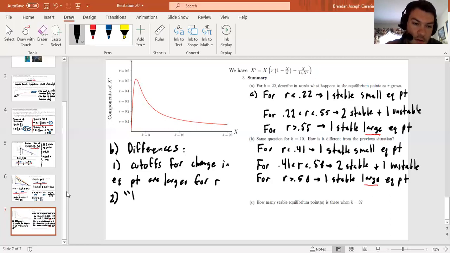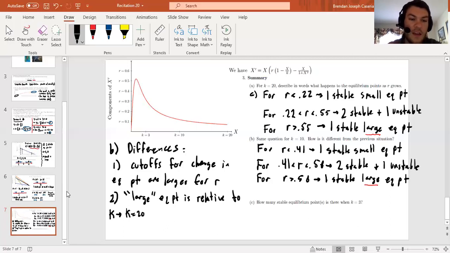So large equilibrium point is relative to K. So K equals 20 has larger equilibrium points than K equals 10. Okay.